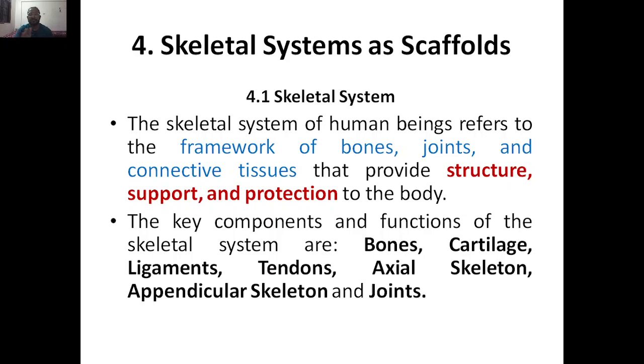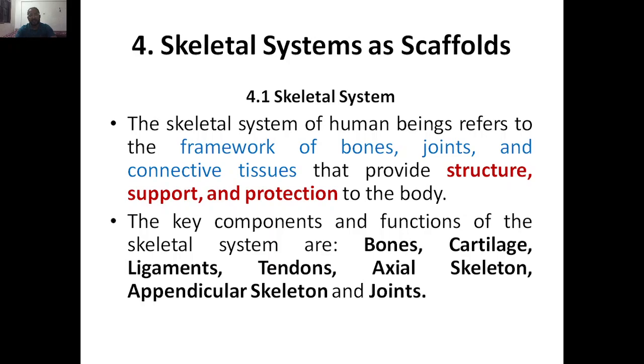There is a separate playlist for model questions that you can go through and then study. Okay, so the skeletal systems as scaffold, I guess this is the last topic of your biology for engineers, because I am taking this module as the last module. I have completed 1, 2, 4 and 5. This is the third module, which I have kept as last. So this particular topic is the last, major topic. Under this we have 4 to 5 topics.